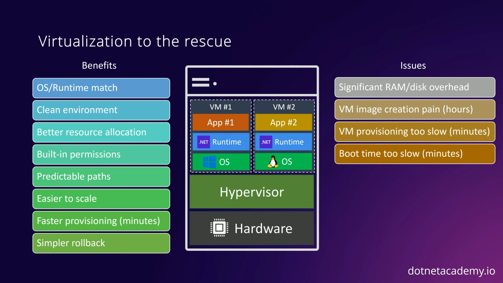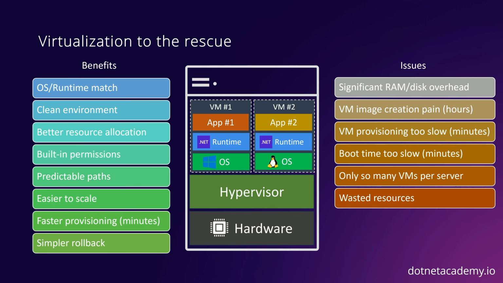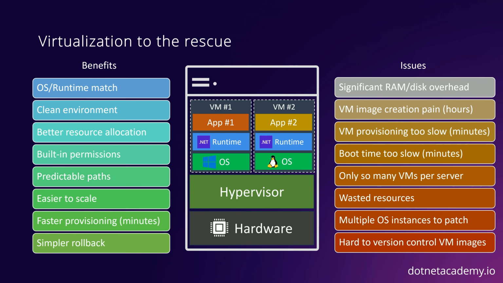You could only run so many VMs per physical server, depending on each VM's requirements. Many times, you ended up with tons of wasted resources, again due to having an entire OS on each VM. Managing multiple OS instances also meant you had multiple systems to patch. And it was quite challenging to version control the VM images. These challenges would later lead to a different kind of virtualization.